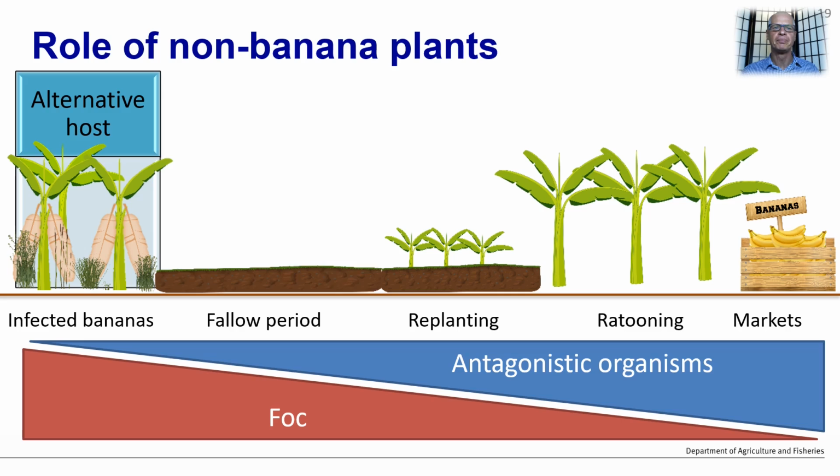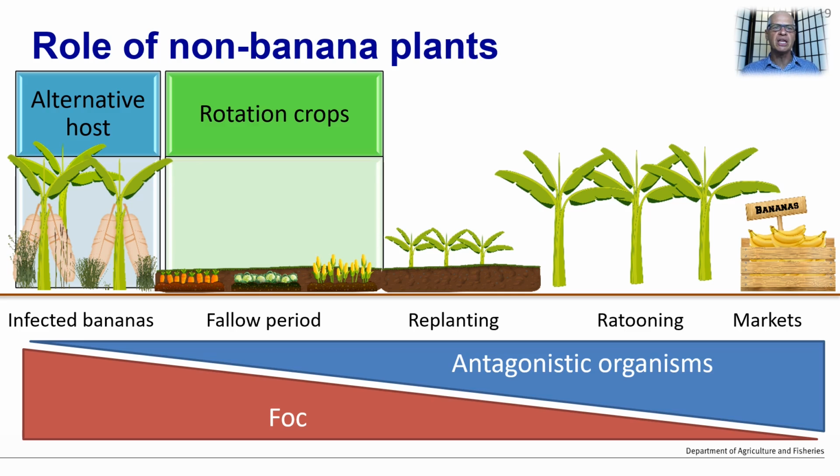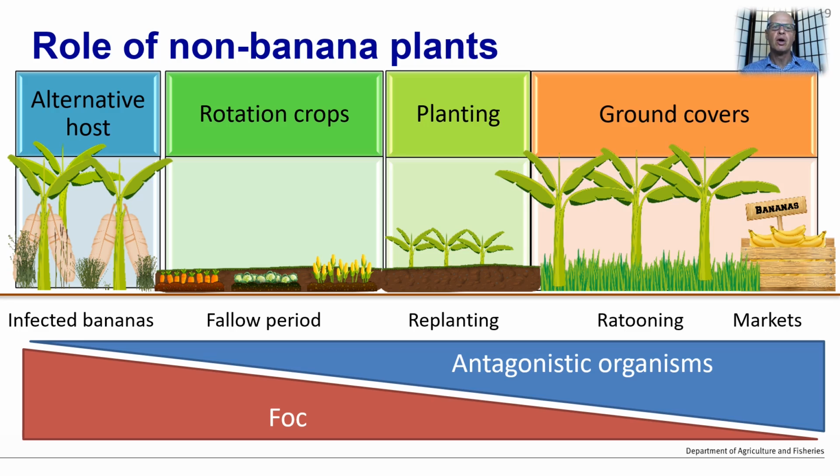next crops. We also need to know what we can grow as rotation crops to get the greatest reduction in FOC inoculum and foster those beneficial organisms. And following planting, we need to know what we can grow as vegetative ground covers to stimulate and encourage beneficial organisms to keep a continuously returning production system going for as long as possible.